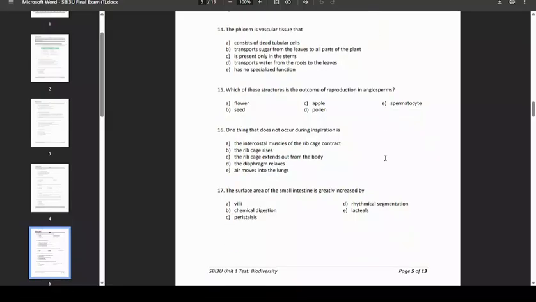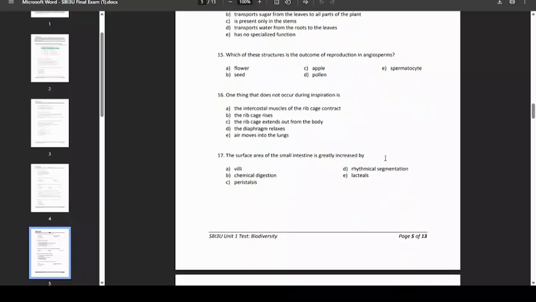One thing that does not occur during inspiration is so. If you want to do this, you can have a moment and breathe to see what's going to happen. I just breathe. So the intercostal muscles of the rib cage contract. That is correct. It does occur. The rib cage rises. Yeah, the rib cage extends out from the body. That's right, you're inspiring. Diaphragm relaxes. That's not true. When you breathe in, the diaphragm actually contracts and pulls down.